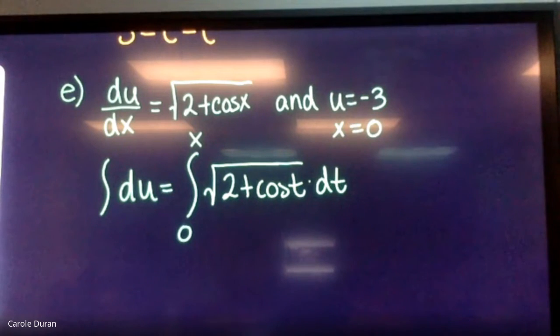Wait, why do we put 0? I'm showing you something new. These are the ones, this is Euler's method.